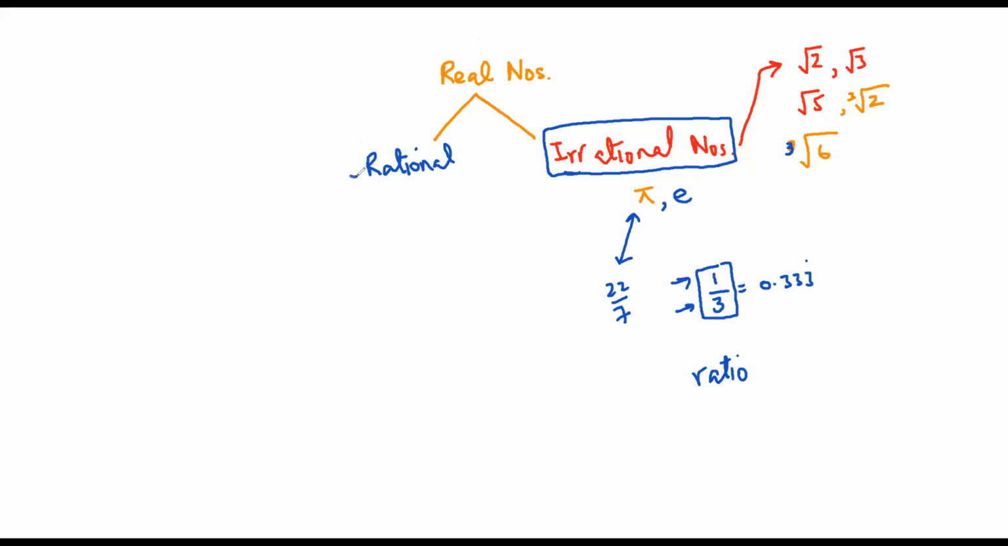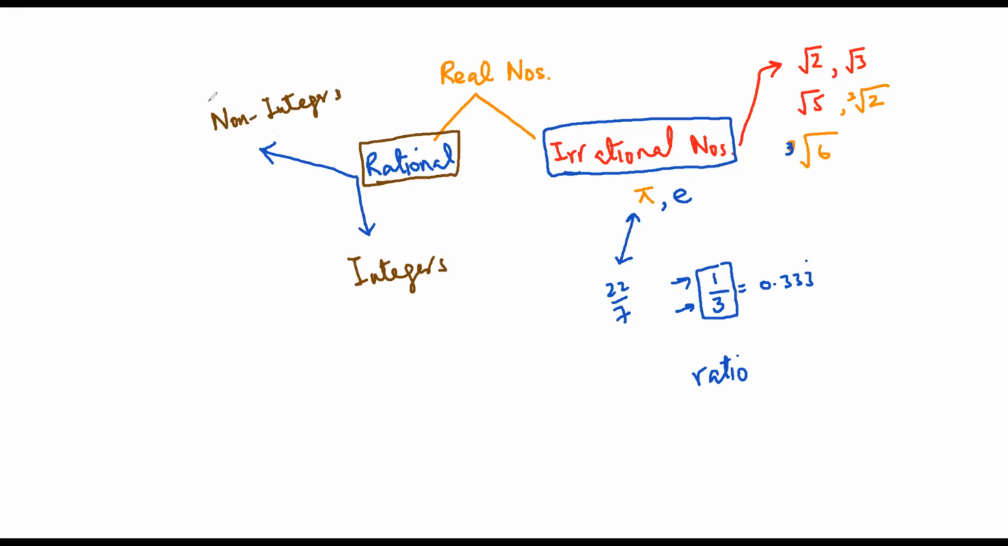Rational numbers are divided into two major categories. What are these two major categories of the rational numbers? These are integers and non-integers. The rational numbers are divided into the integers and non-integers.